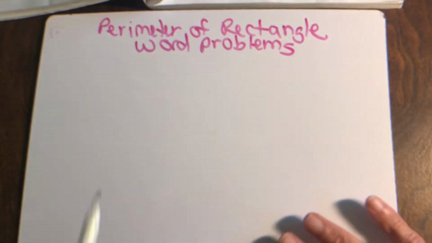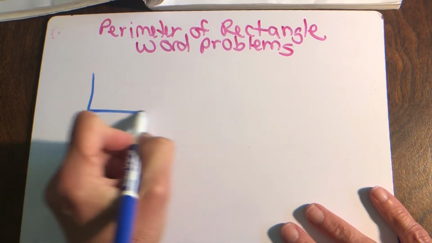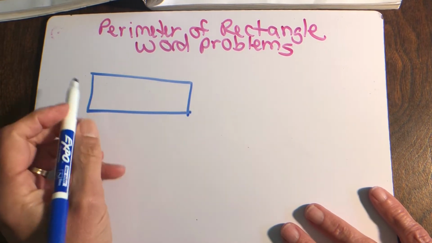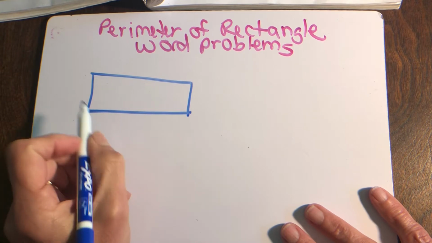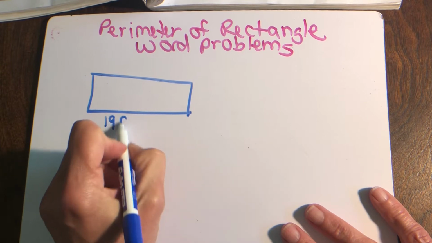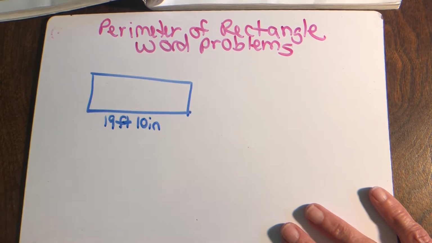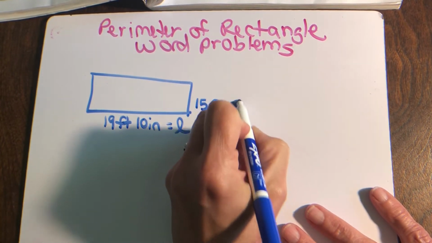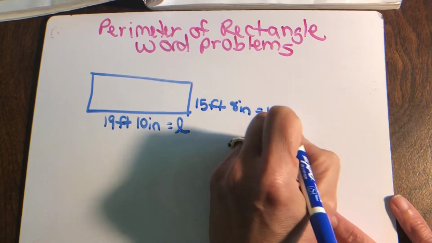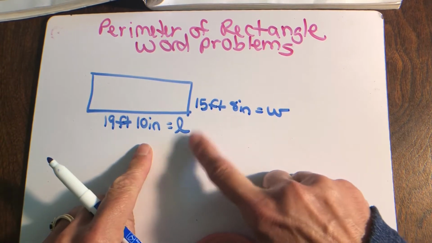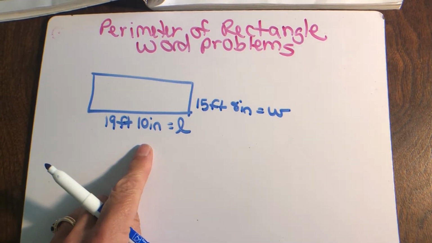So notice they don't tell you the name of the shape. You're supposed to recognize that that is a rectangle by the way they described it. And it says that it's 15 feet 8 inches on two sides and 19 feet 10 inches on the other two sides. So the 19 feet 10 inches goes on the long side because it's the length, and the 15 feet 8 inches goes on the other side, which is the width. Don't worry about what your figure looks like. You're only doing this for a visual representation for yourself.